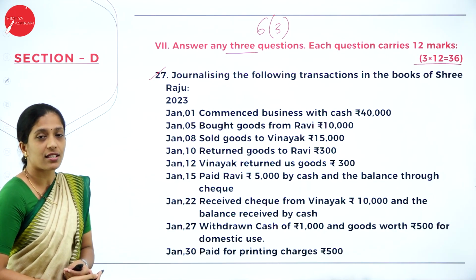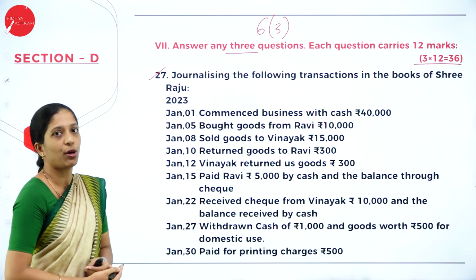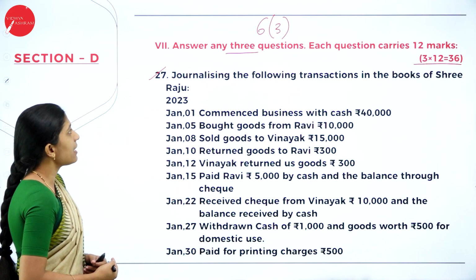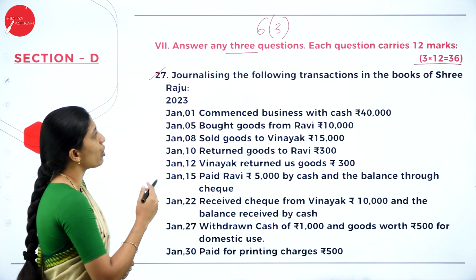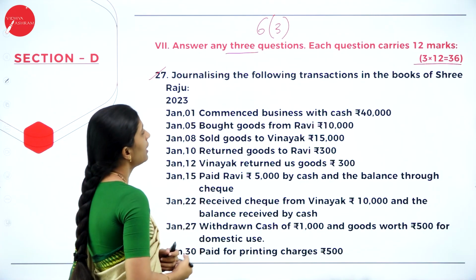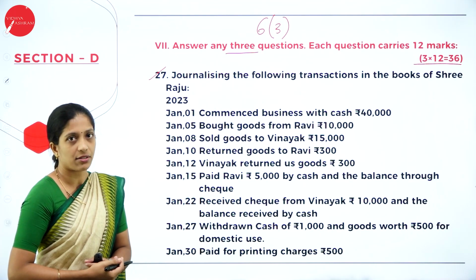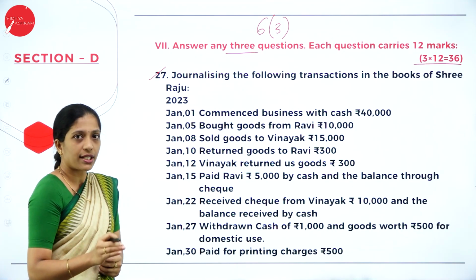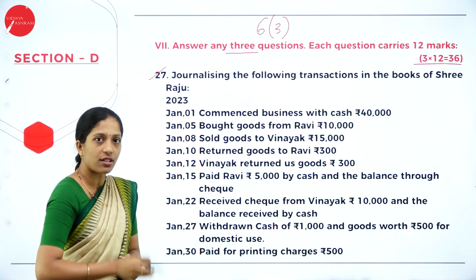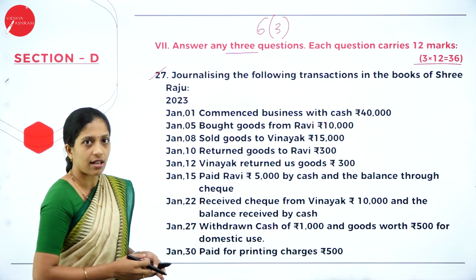We shall see what is the 27th question they have asked in your model question paper. Journalizing the following transactions in the books of Sri Raju. They have given certain transactions where we have to write the journal entries. Always in our section D, your first question will be on journal entry, that is your 27th question.